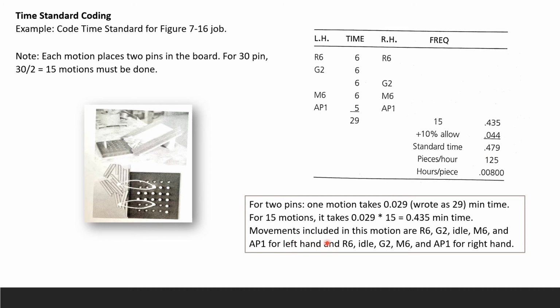So your movements included in this motion are from here all the way to here, okay? And that is for left hand. From here all the way to here for your right hand. That's your break time, so plus 10% allowance. So we're taking a little bit of break. Your standard time, the same thing, pieces per hour. We have done it again and again. Hours per pieces, okay, 0.00800.